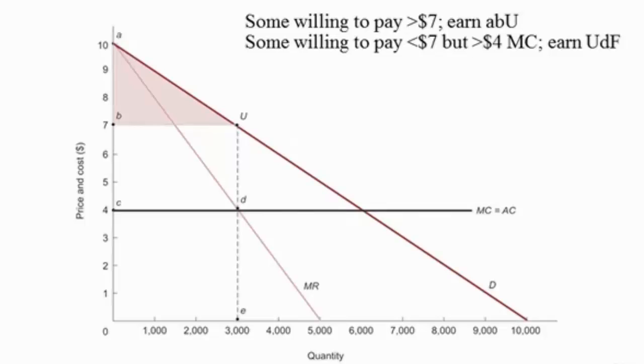So there are some people, again, who are willing to pay less than $7, but more than the company's costs, more than their marginal costs or their average costs. So if the company was able to price discriminate amongst those people, then it could gain for itself this extra profit here, this triangle UDF.